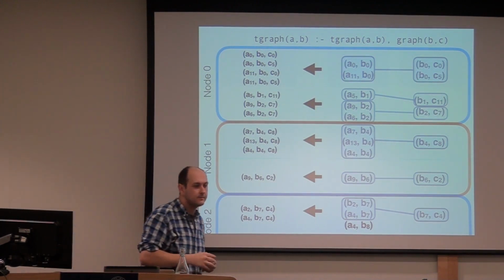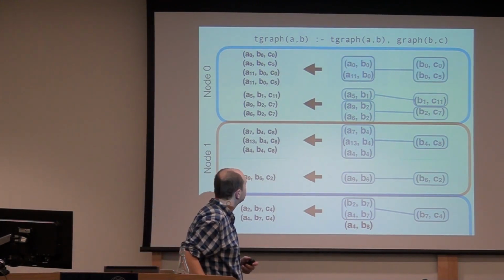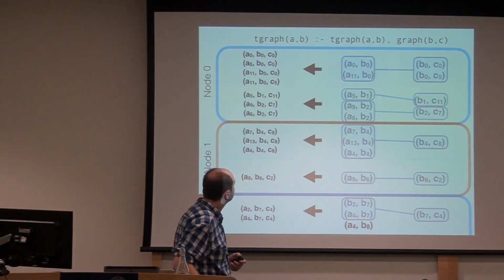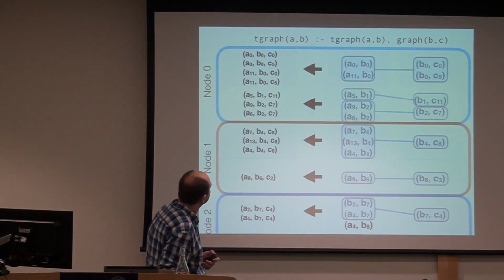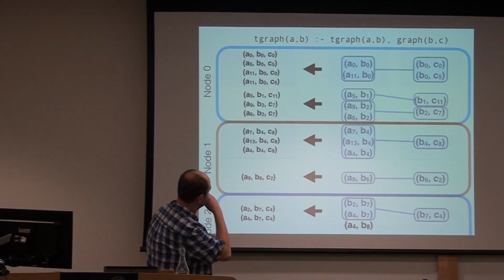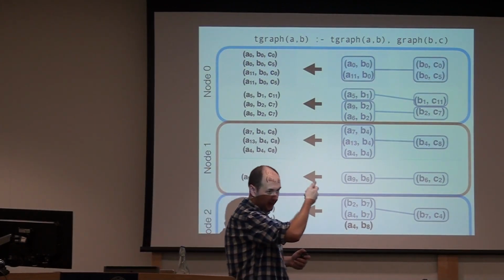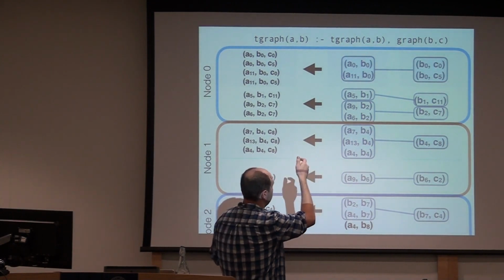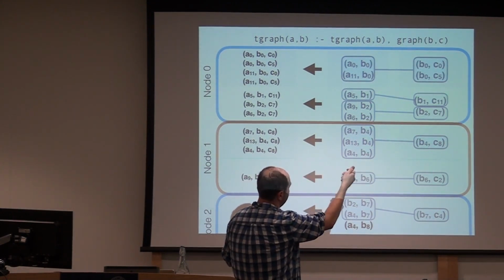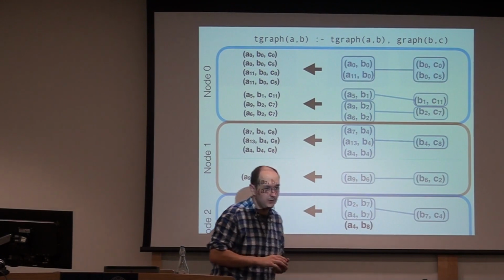Yeah? Still back in there, because there seems to be, you have a left recursive definition, T graph of AB is T graph of AB and graph of BC. Is this going to work? Because it's left recursive. So yes, it would work either way actually. So we could order it so we put graph of AB first and then transitive graph of BC, and either way it's going to work.